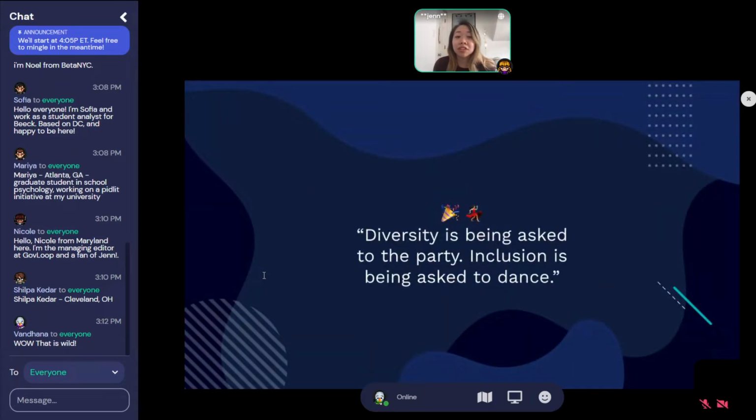And this quote is such a good metaphor, I had to share it. So think of diversity as being asked to the party and inclusion being asked to dance. So is there anyone that wants to dance?